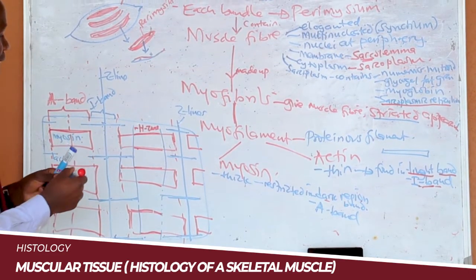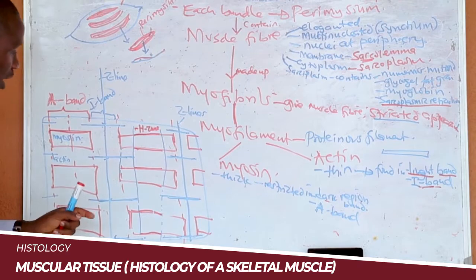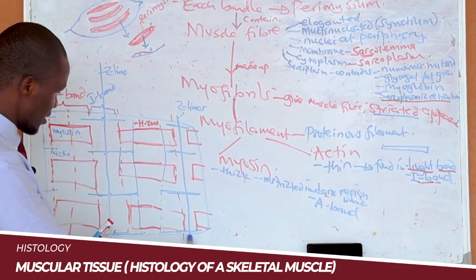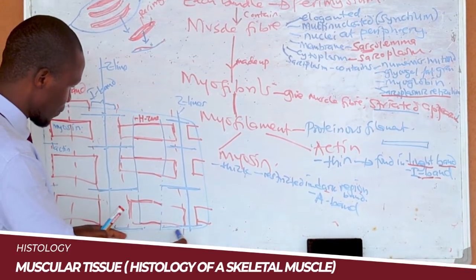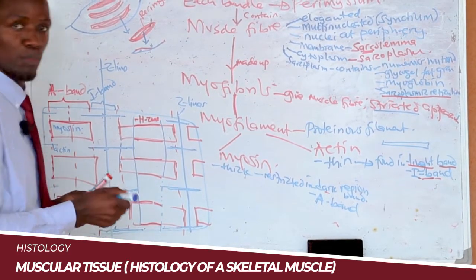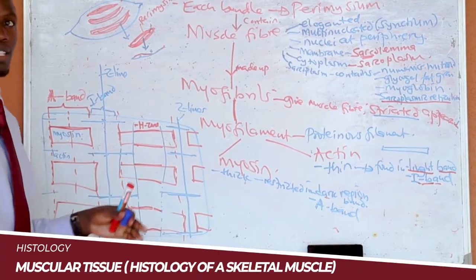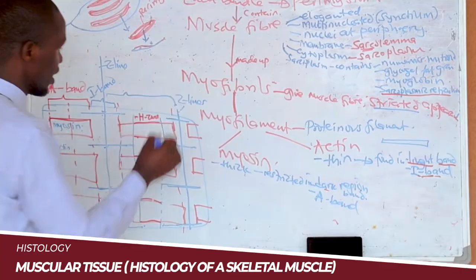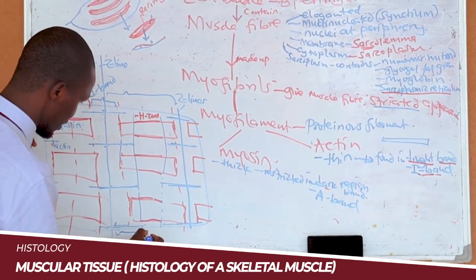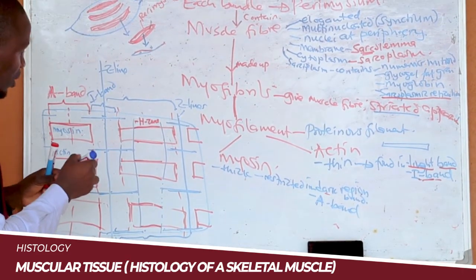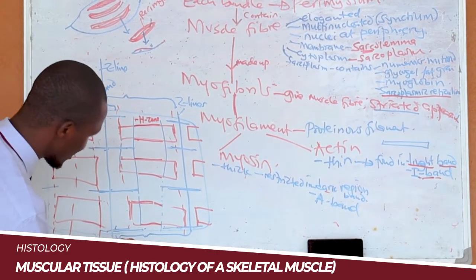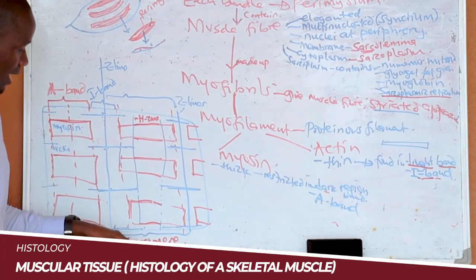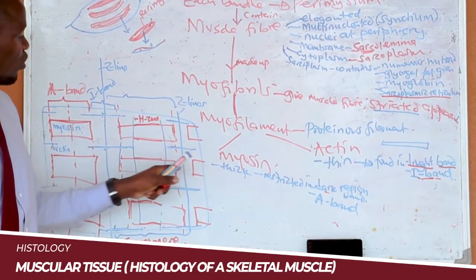So, another final one that I also want to tell you is that if we have a Z line here, and you also have a Z line here, this region which is in between has got a special name. The special name given to this region between the two Z lines is called sarcomere. So if they ask what is sarcomere, a sarcomere is a region between two Z lines.